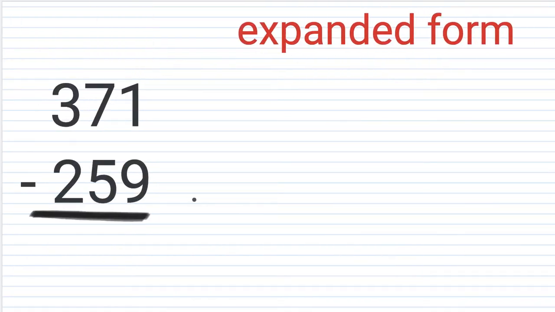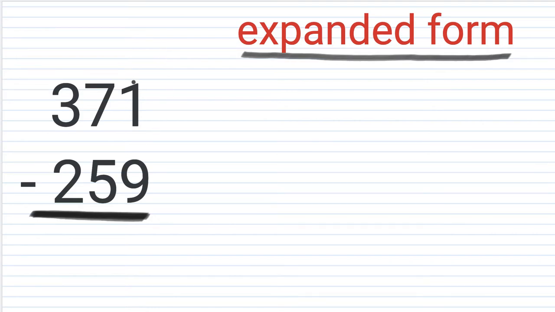In this problem, I want all the young kids to listen carefully. Okay? We have here 371 minus 259. But before that, I want all the students to understand the concept, so we will use the help of this expanded form. Always remember, it is very important for the students to identify the place value of each number.